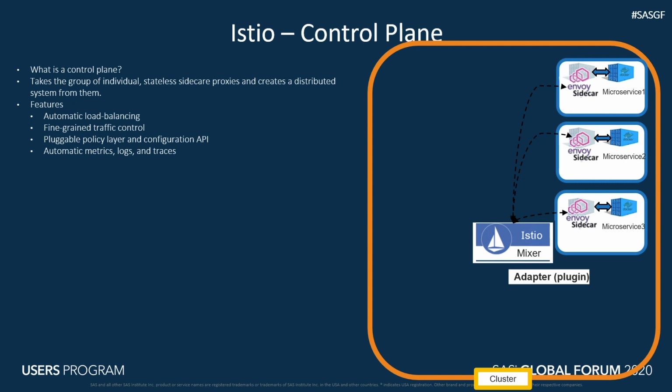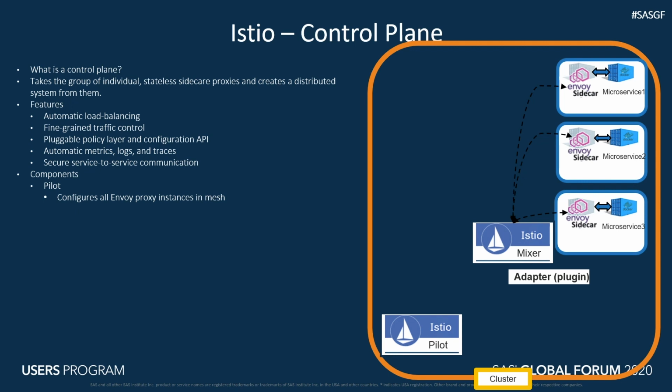Also, the control plane is responsible for gathering metrics, logs, and traces, and ensuring that the service-to-service communication, the microservice-to-microservice communication, is secure. The different components of the control plane are Pilot, which configures all the Envoy proxies in the mesh. Again, think of these sets of sidecar proxies working together as being the mesh. It provides service discovery for the sidecars, and it's the core component for traffic management. So it helps configure all the proxies to work the way we want.